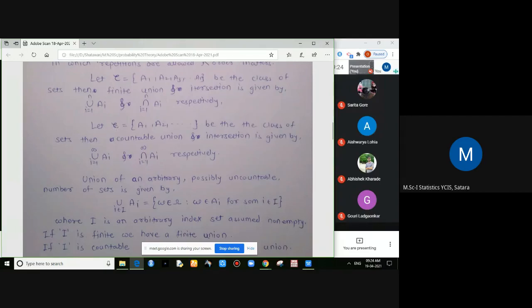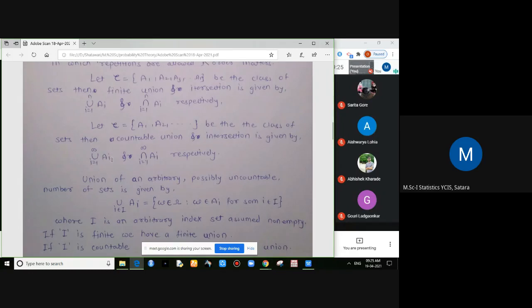Similarly, if we have the class of sets, script C, as A1, A2, A3 and so on, that is, we have countably infinite sets. Countably infinite means we can count them, but we don't know how many sets we have. So these are countably infinite sets, and we have a class that contains the countably infinite sets.